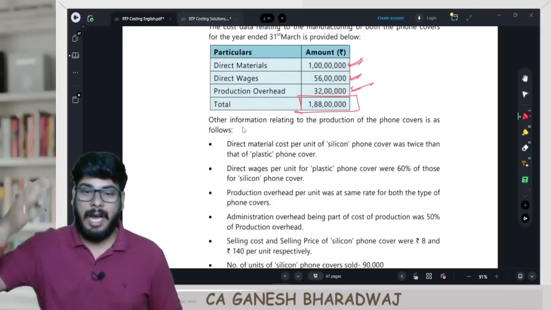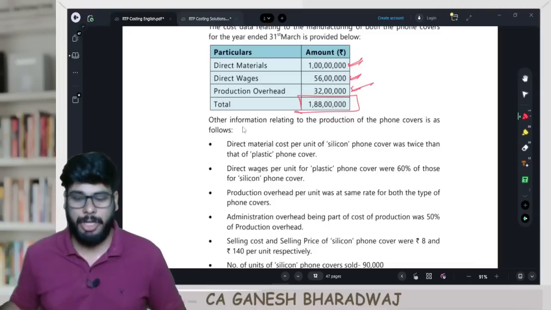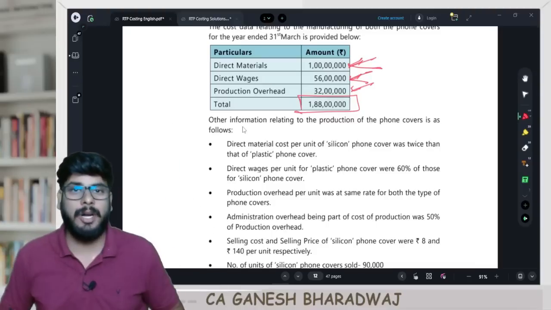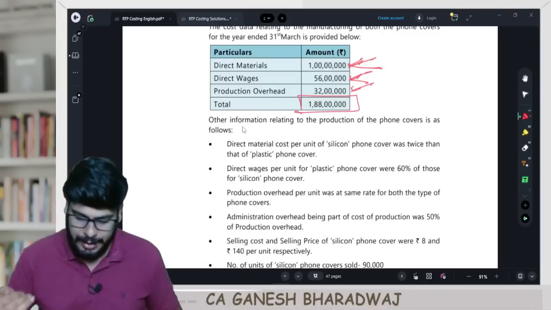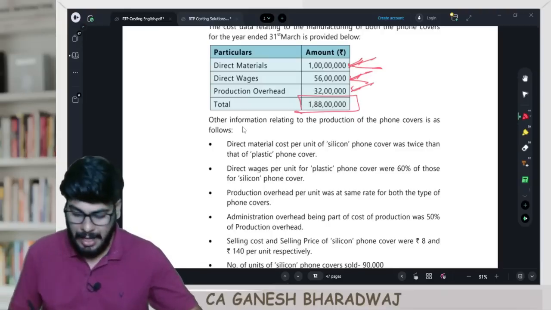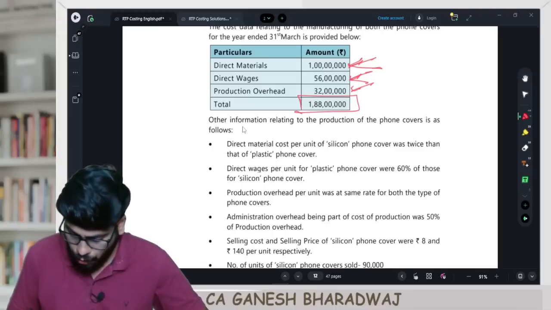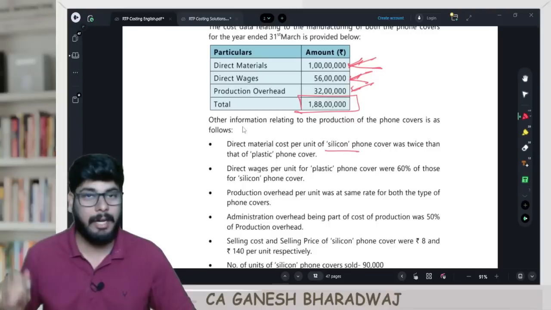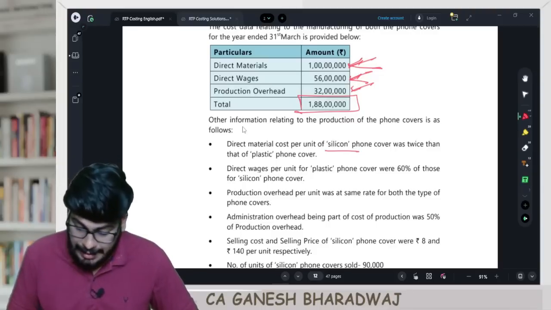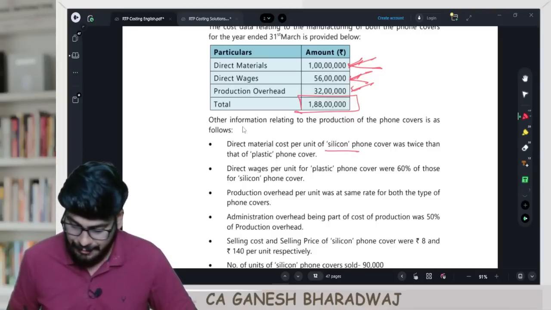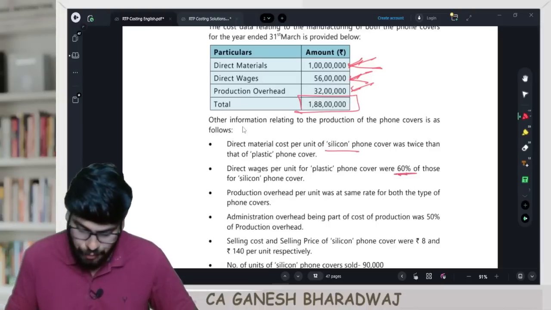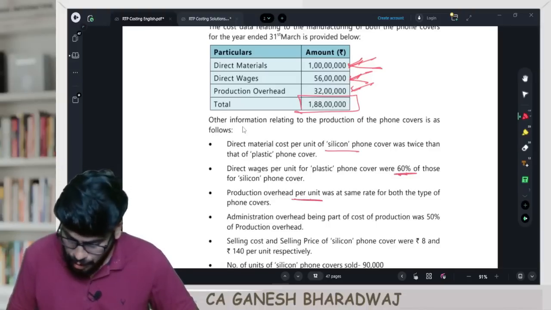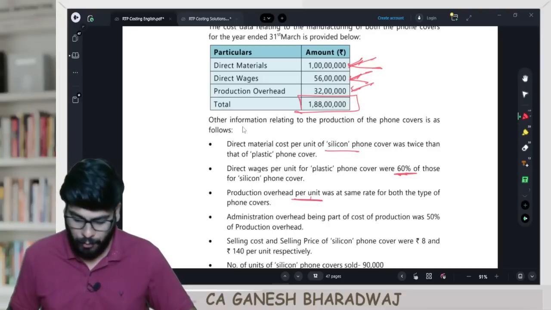Now, if they are asking you to prepare the product wise cost sheet, you need to segregate each of these components for each of the products. Now, how do you go about with that? That is the reason why the other information is given. The direct material cost per unit of silicone phone cover was twice that of plastic phone cover. Similarly, direct wages per unit of plastic phone cover were 60% of those for silicone phone cover. Production overhead per unit was the same rate for both the types of phone covers.